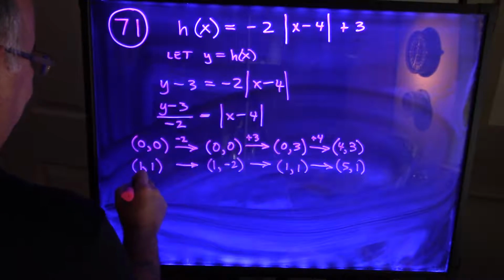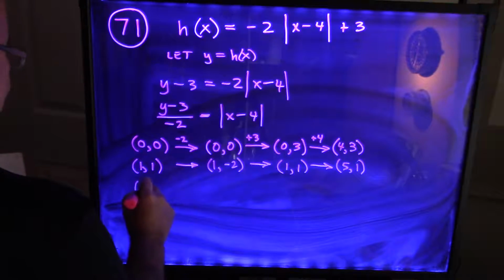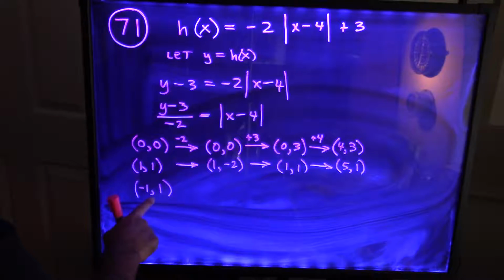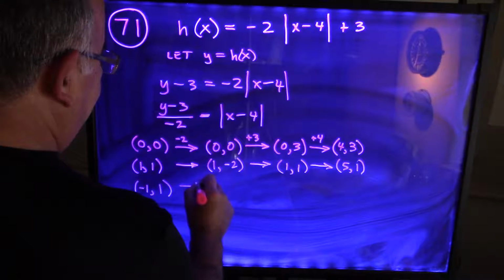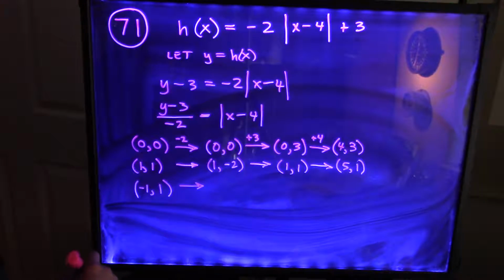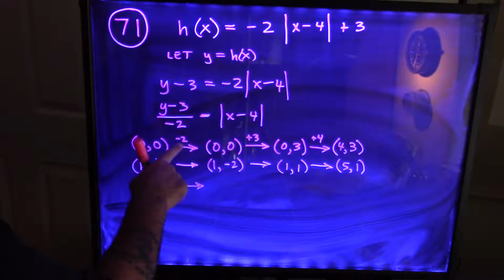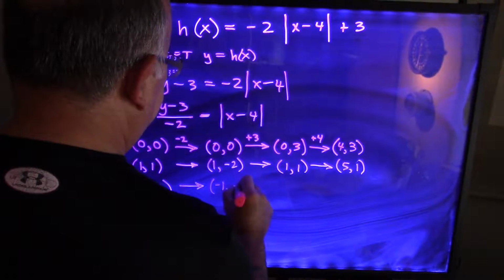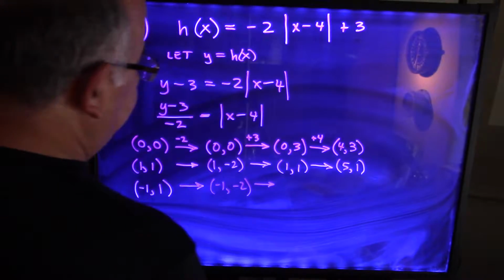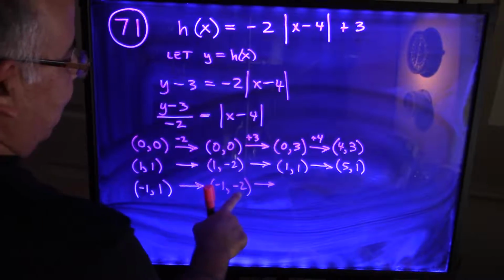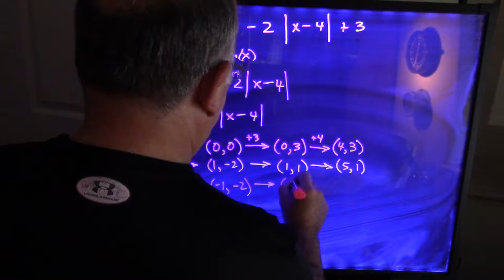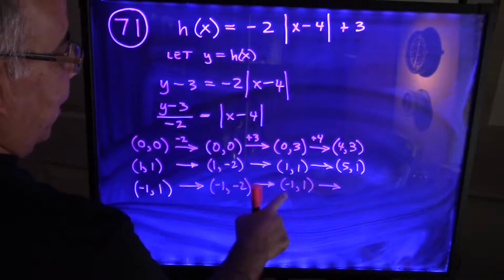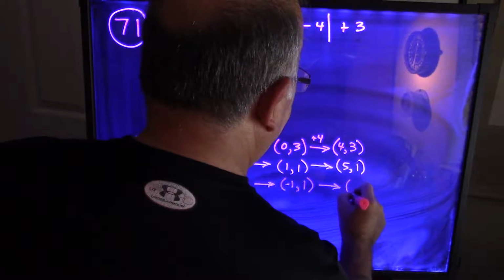All right, and then let's do just one more. That should be plenty. -1, 1. Do we all agree that's on the original absolute value function? Yeah. Okay, and if you don't agree, go back and think again. So multiply the y-coordinate by -2, so you get -1, -2. Now you add 3 to the y-coordinate. 3 minus 2 is 1, so that's -1, 1. Wow, back to where it was. But it's not done yet. Now you add 4 to the x-coordinate. 4 minus 1 is 3, so you get 3, 1.